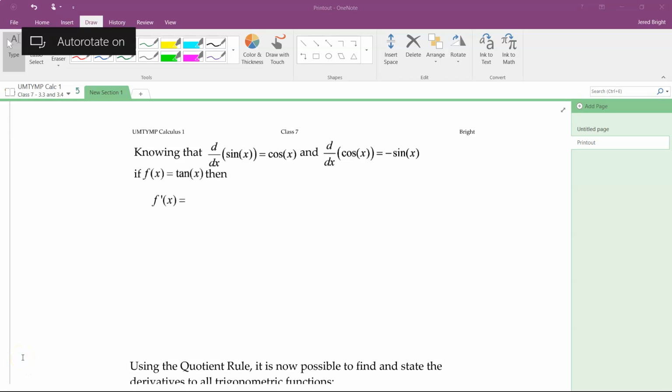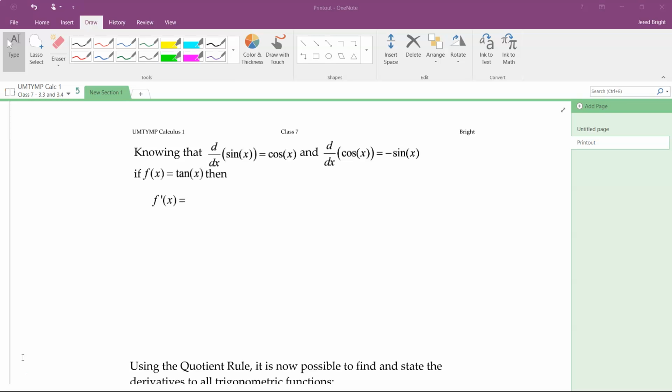We found that the derivative of sine is cosine, and the derivative of cosine is minus sine. Well, the last one we kind of took as fact. We could go through and do the proof for it, but we're going to take it as fact right now. All right, so now we want to look at the derivative of tangent.